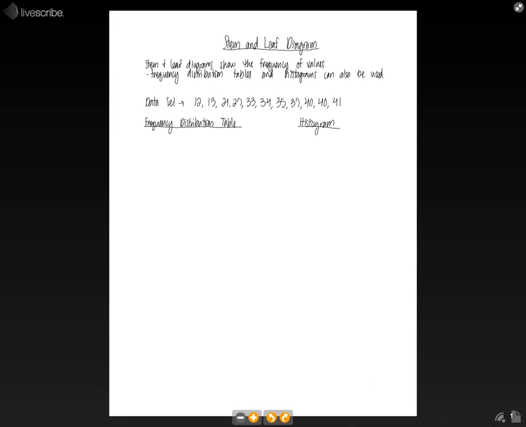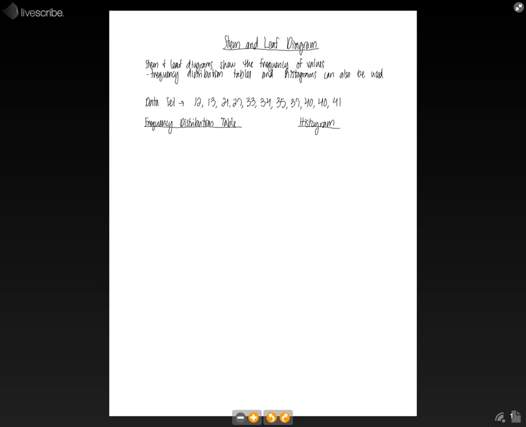In this lesson, we are going to go over stem and leaf diagrams. A stem and leaf diagram just shows the frequency of values in a data set. And you can also use a frequency distribution table and a histogram to display the same types of data.